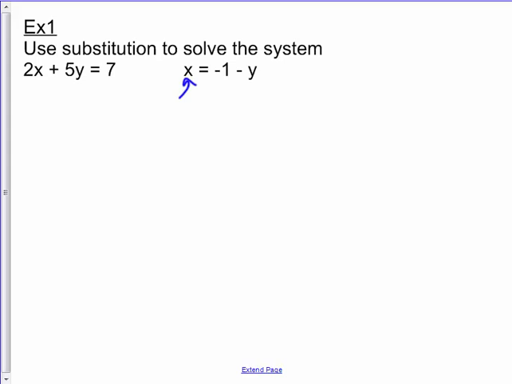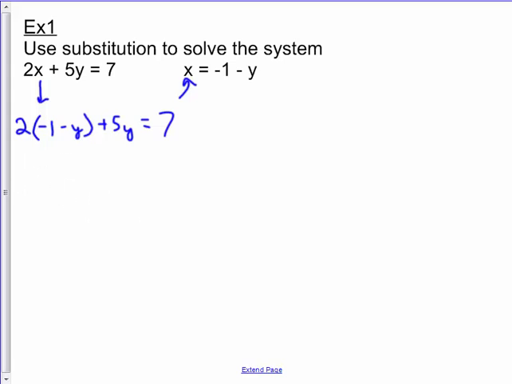So what I'm going to do is substitute it in. Problem is, when I have that equation, 2x plus 5y equals 7, I can't solve. I have two variables here. So by substituting in negative 1 minus y for x, now I get one variable here. One variable, one equation, I can solve this.